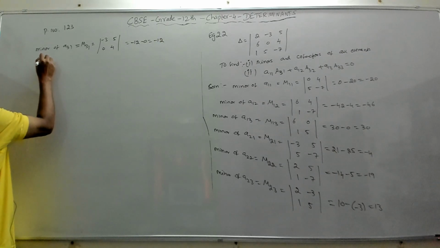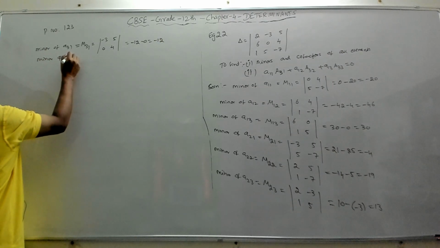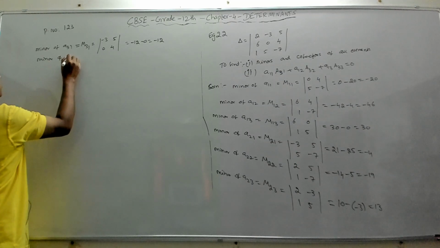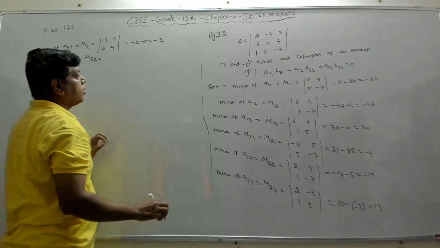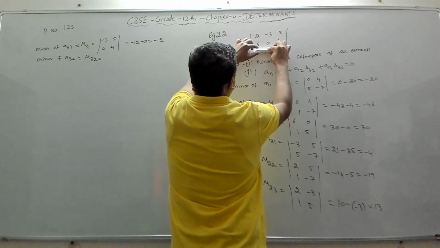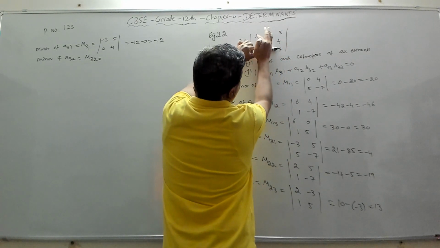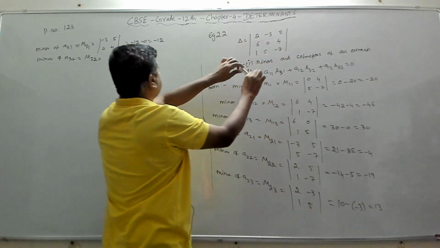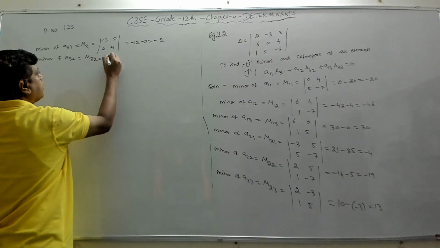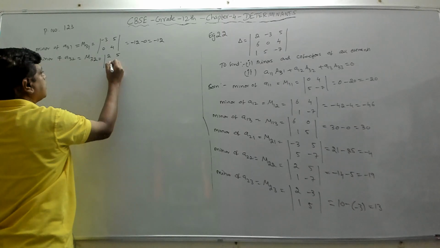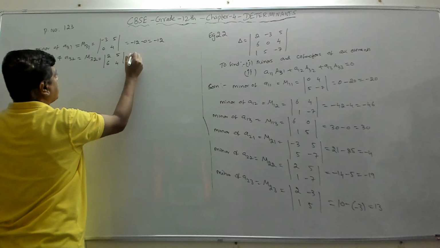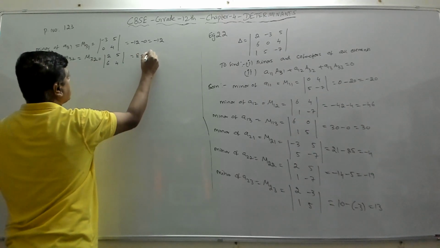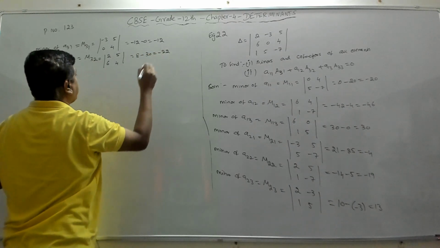Now the minor of small a32, that is equal to capital M32, third row, second column. So hide the third row and second column, this one. You get 2, 5, 6, 4. So you get 2 4s are 8, minus 6 5s are 30, which is minus 22.